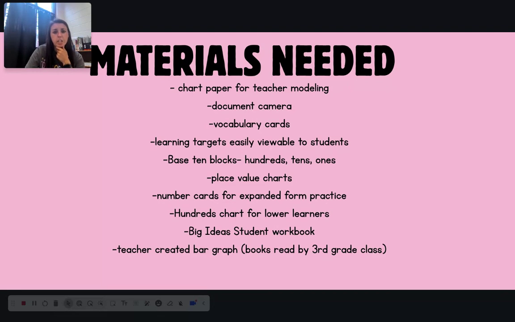Some of the materials needed, so chart paper for the teacher modeling. I have a document camera, vocabulary cards that we go over at the beginning of the lesson, learning targets that the students can easily view, base 10 blocks for those tangible items that they can have in their hand, place value charts for my struggling students, number cards for expanded form practice. Also, those number cards would, I think, help when they were writing the hundreds, tens, and ones. Being able to place those number cards instead of having to write the number and think of it themselves might help with more practice in order for them to build on doing that independently.